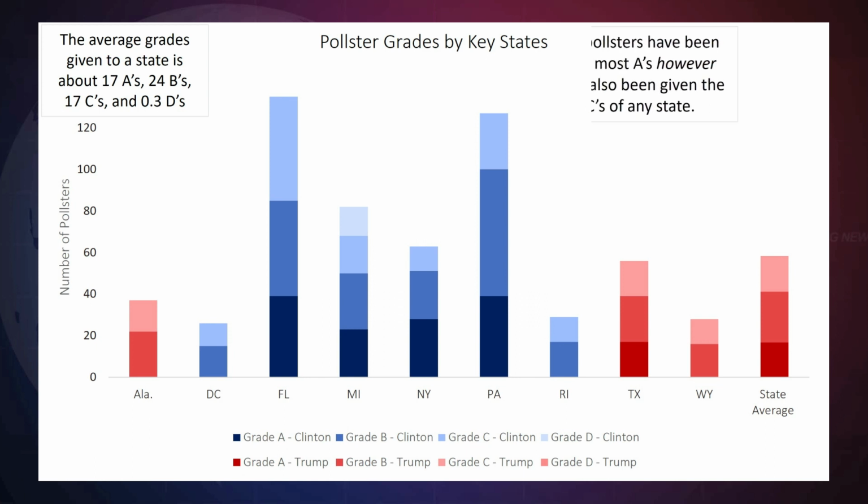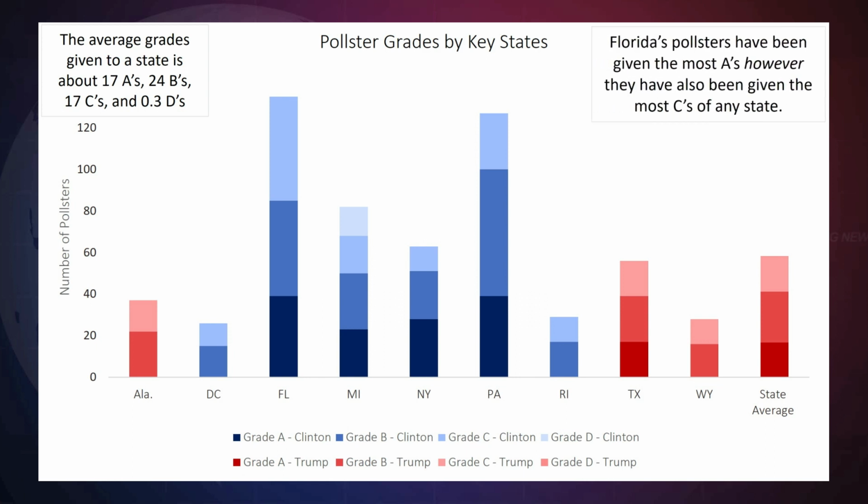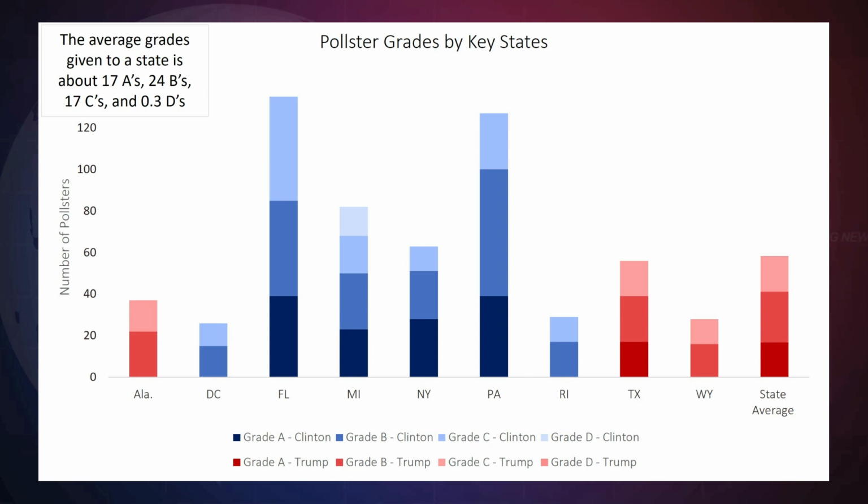We see that Florida and Pennsylvania are tied for the most number of pollsters graded A. However, they are also the two states with the most number of pollsters. Florida has by far the most number of Cs, 52, with Ohio having the second most number of Cs, 31. The District of Columbia has the least number of pollsters, at 26, and Michigan is the only state given a D grade. Overall, we see that all states have at least one pollster graded B or C.